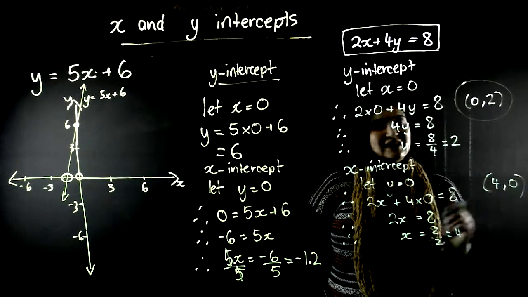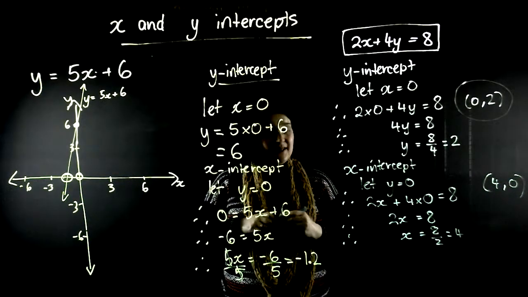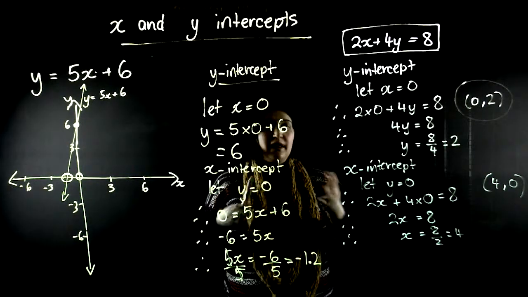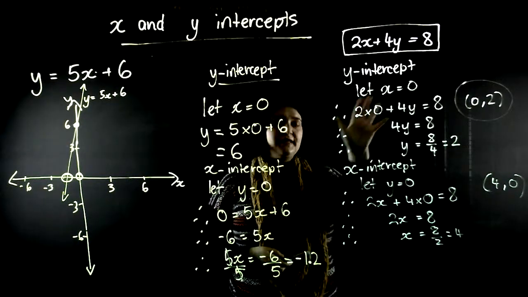So then I've got 2 points, I can actually graph that line. So that's a really good strategy for how to graph a line without maybe doing a whole table of values. Find the y and x-intercept.